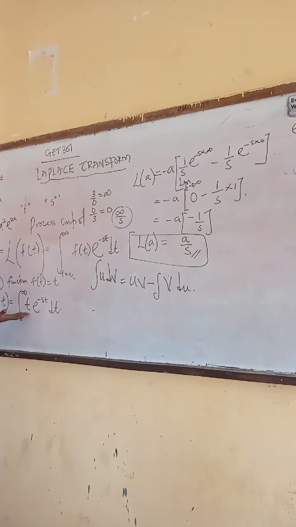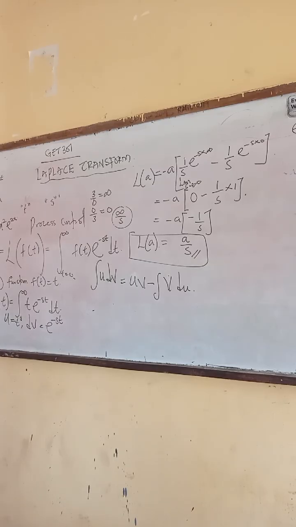So for this one now, I know that if I differentiate t, I'm not going to see the t at the end of the day, right? So I'm going to say, okay, this is my u, and this is u dv, so my dv will be equal to exponential minus st.